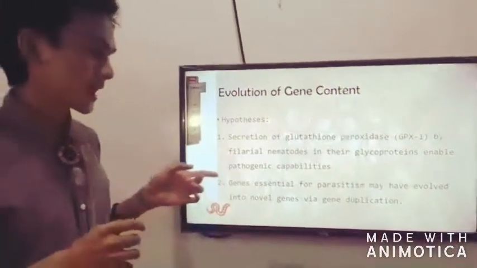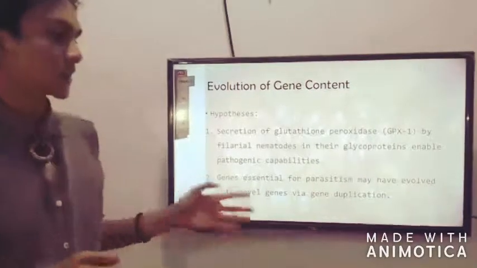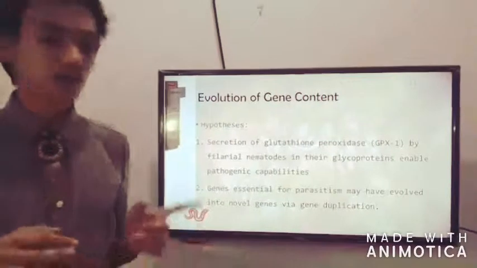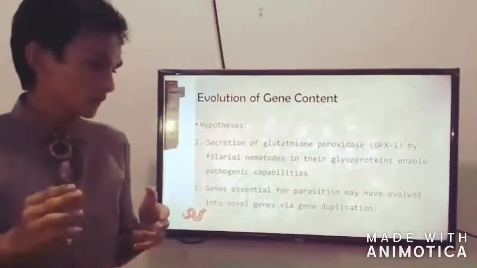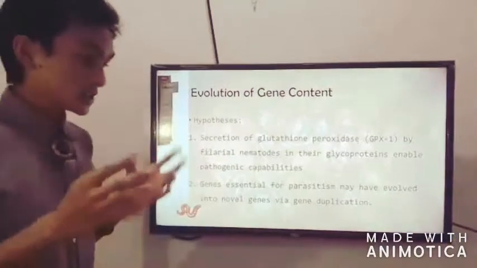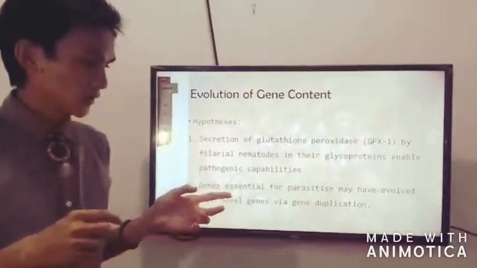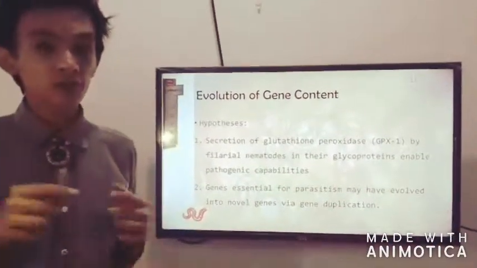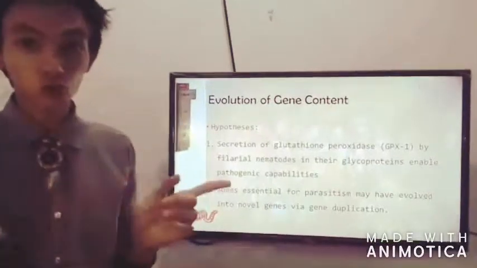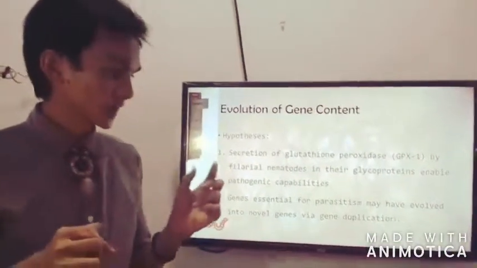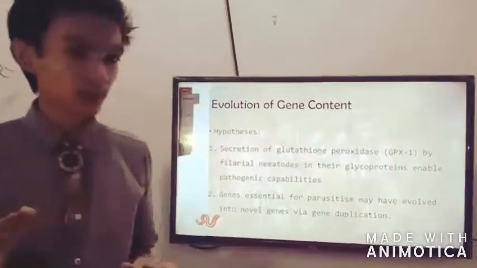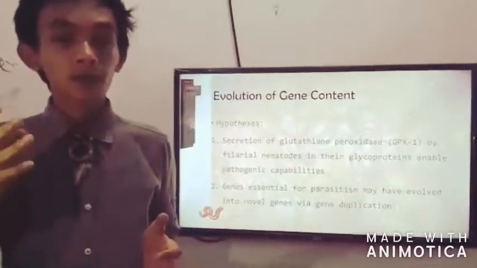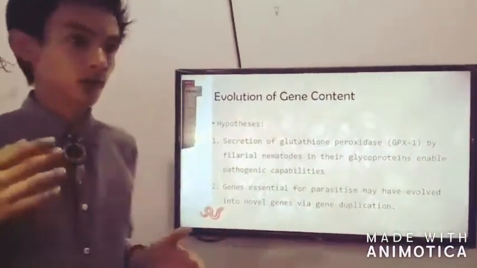The second is that genes essential for parasitism may have evolved into novel genes via gene duplication. A gene responsible for a resistant environment in a free-living nematode may have diversified into two duplicates. The first duplicate remained free-living, and the second duplicate resulted in a nematode with a parasitic mode of lifestyle.